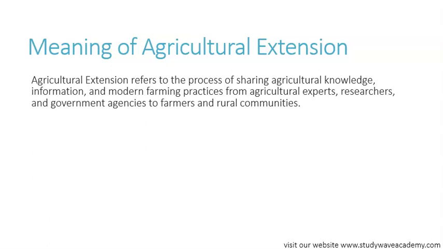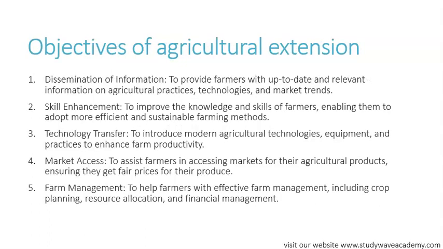Okay. We are going to be looking at the objectives of agricultural extension. Dissemination of information to provide farmers with up-to-date and relevant information on agricultural practices, technologies, and market trends. Okay? Dissemination of information to provide farmers with the latest and relevant agricultural information.